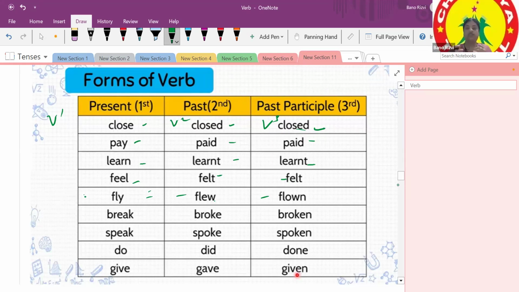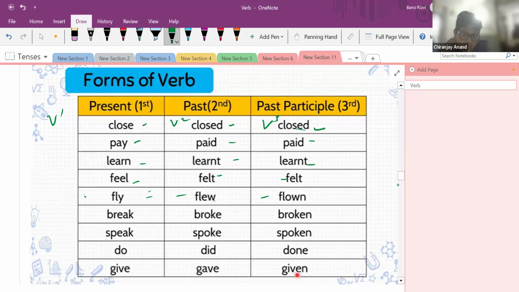What do you say? The stick is... Did I want to break the stick? Okay, I want to break the stick. This is the first form, the present form. He broke the stick. This is past tense. He has broken the stick.